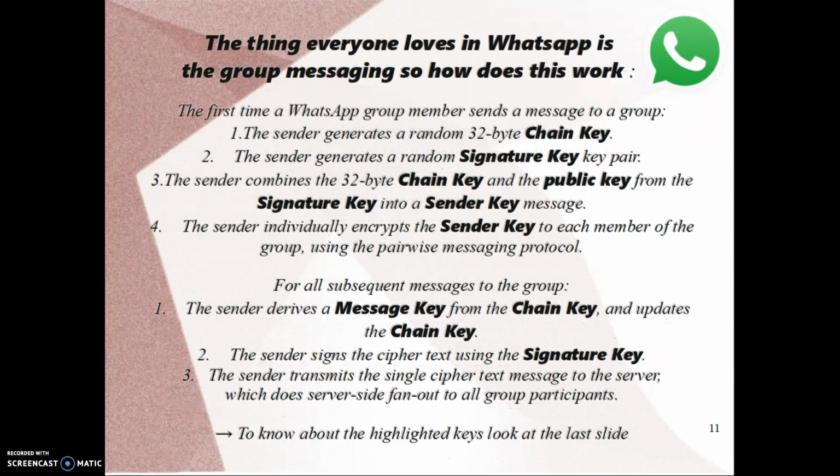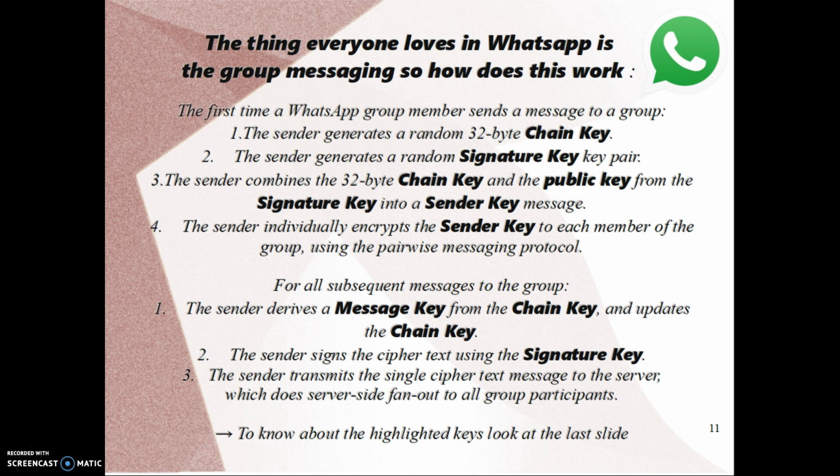Let's talk about a thing everyone loves in WhatsApp, group messaging. So, how does this work? The first time a WhatsApp group member sends a message to a group, the sender generates a random 32-byte chain key. The sender generates a random signature key pair. The sender combines the 32-byte chain key and the public key from the signature key into the sender key message. The sender individually encrypts the sender key to each member of the group using the pairwise messaging protocol.